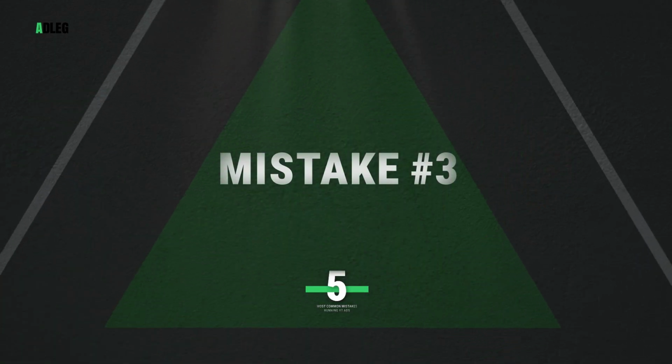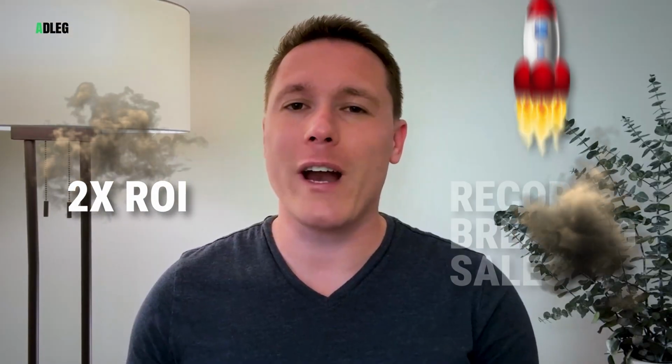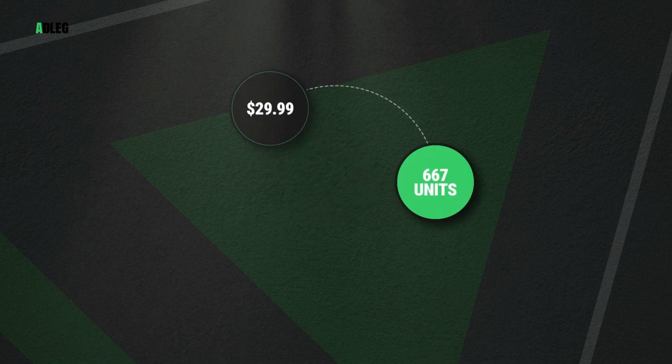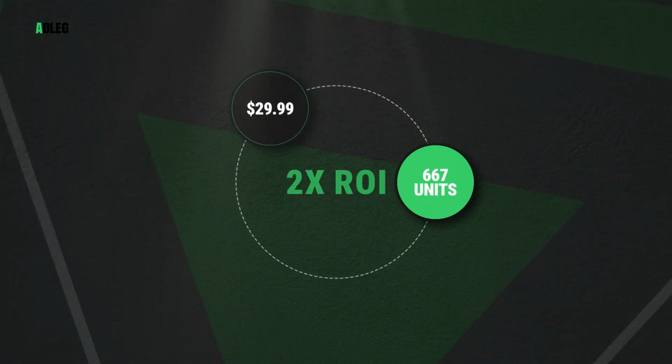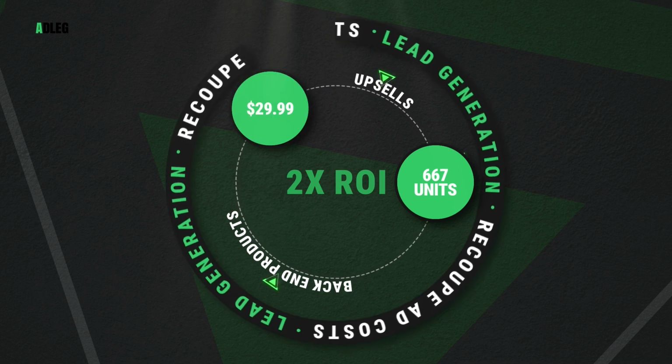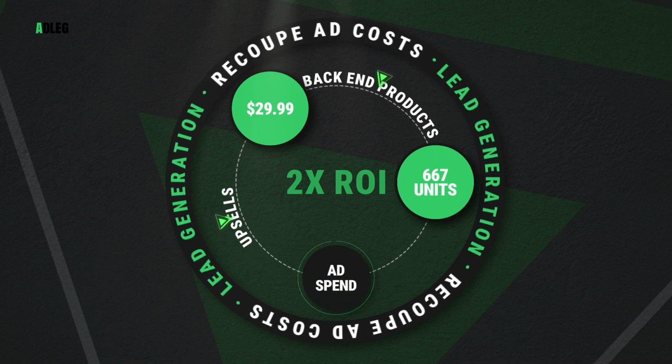Mistake number 3, unrealistic budget expectations. So let's talk numbers. Some business owners want at least 2x ROI and record-breaking sales after launching their ads. But sometimes it's just simply mathematically impossible. For example, if you've got a $29.99 product, you're going to have to sell 667 units just to achieve that. Now, it's a completely different story if you have back-end products or upsells, because then that initial $29.99 offer not only gets leads into your ecosystem, but it helps you recoup your ad costs.